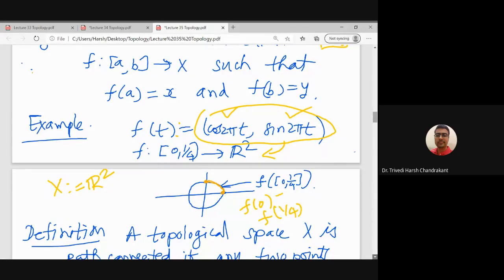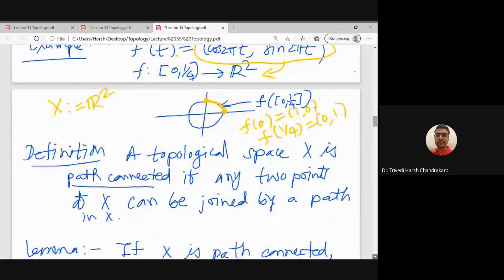So f of 0 is basically the point (1, 0), and f of 1 by 4 is the point (0, 1). So it is a path starting from this point and it is going up to this particular point. So this arc, which I have drawn with yellow color, is the image of the path between these 2 points (1, 0) and (0, 1).